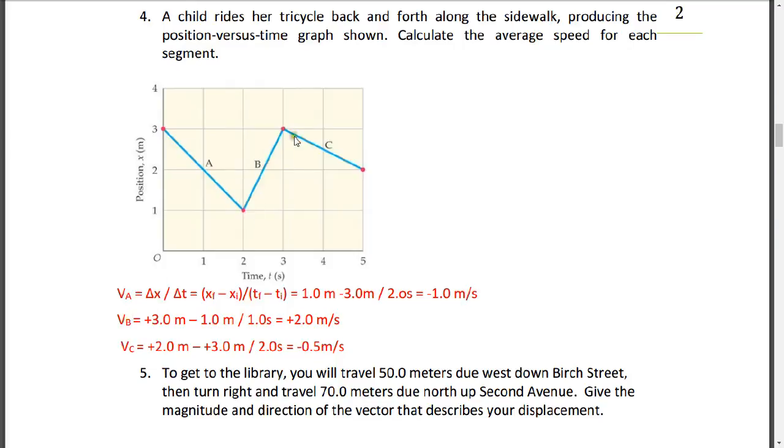For segment B, we're going to travel final position, positive 3, initial position, positive 1. So 3 minus 1 is positive 2, divided by the 1 second is going to give us positive 2 meters per second for that segment. That's the velocity there. Same deal for segment C, 2 minus 3 is negative 1, divided by 2 gives us negative 1/2. So on this position versus time graph, if the slope is downward, then that's a negative velocity. If it's upward, it's a positive velocity.